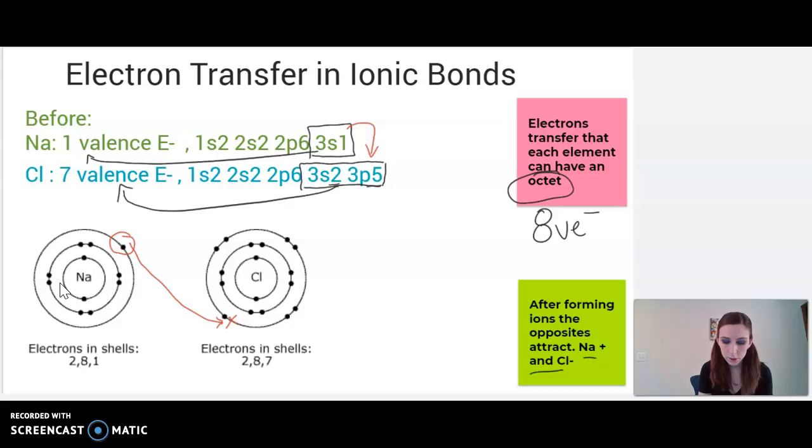Our final electron configuration for sodium will be 1s2, 2s2, 2p6. This will give 8 valence electrons in the second energy level.